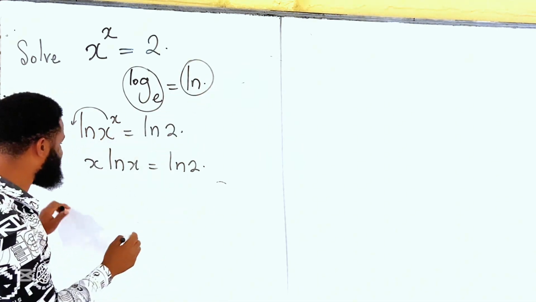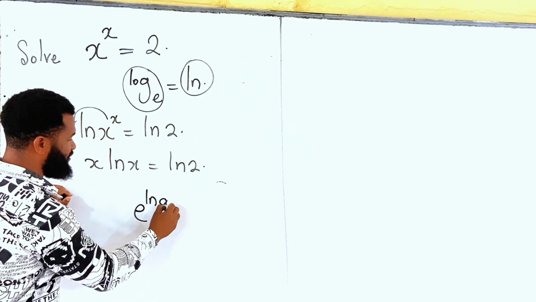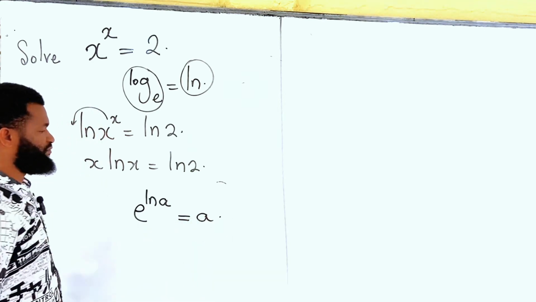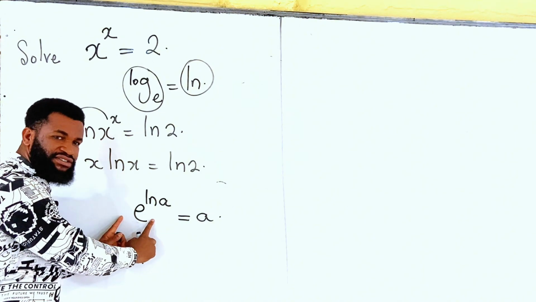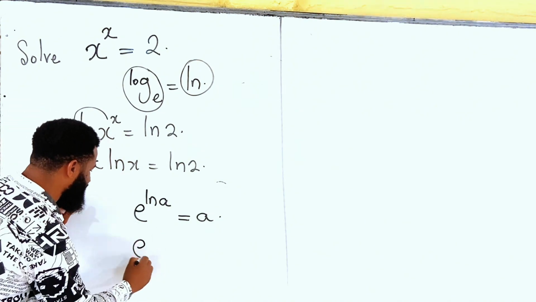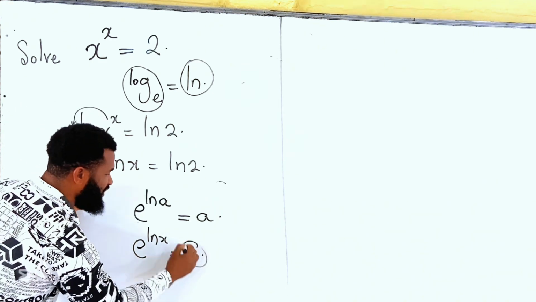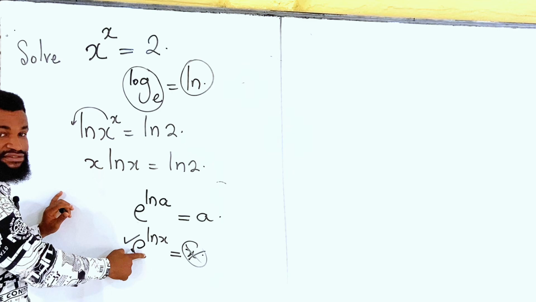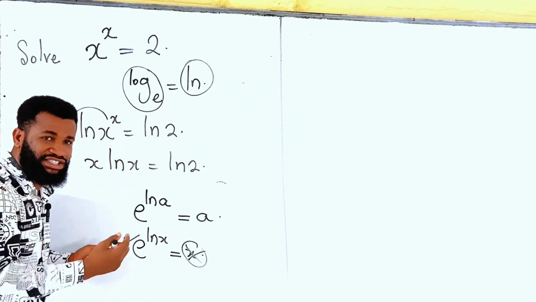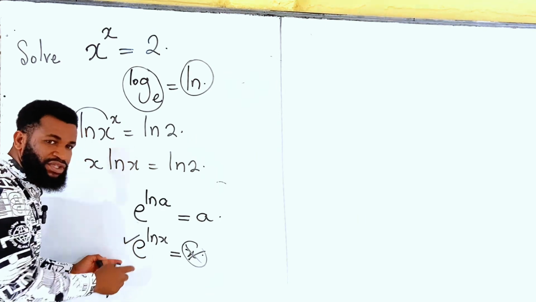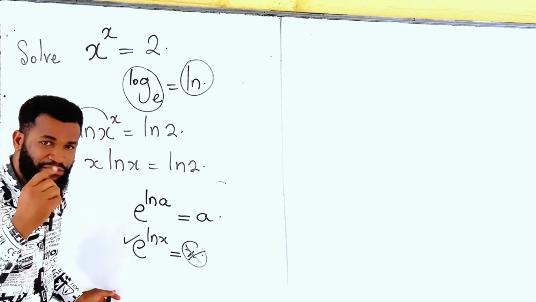Look at the principle which says that e raised to the power ln a is equal to a. The question is, why should I do this? Because what I'm going to do now is replace x with e to the power ln x. That means I am removing this one and replacing it with this. What will prompt me to go this far? There are many other things I could do, but why do I do this? To answer that question, we are going to use what we call the Lambert W function. But before then, let's keep going.